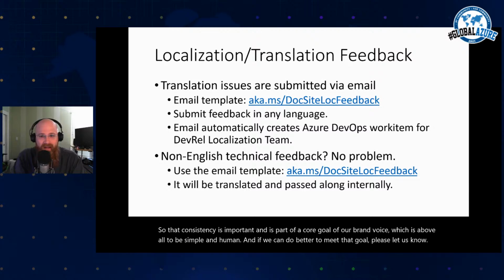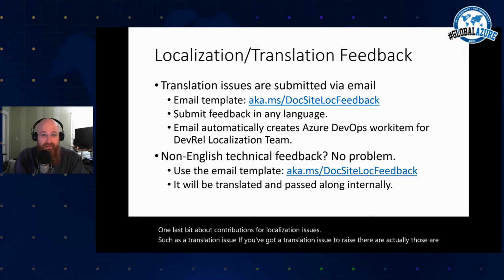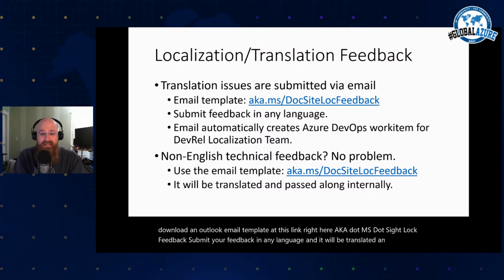One last bit about contributions for localization issues, such as a translation issue. If you've got a translation issue to raise, those are actually all submitted by email now. And this process changed within the last year. So you can download an Outlook email template at this link right here, aka.ms.sitelockfeedback. Submit your feedback in any language, and it will be translated and routed to the correct localization team.